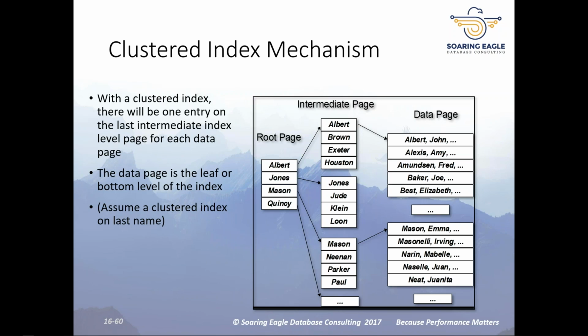Let's follow it down. I want to find Joe Baker. Well, Baker's between Albert and Jones. I follow the Albert pointer down. Baker's between Albert and Brown. I follow the Albert pointer down. I'm now on the data page.